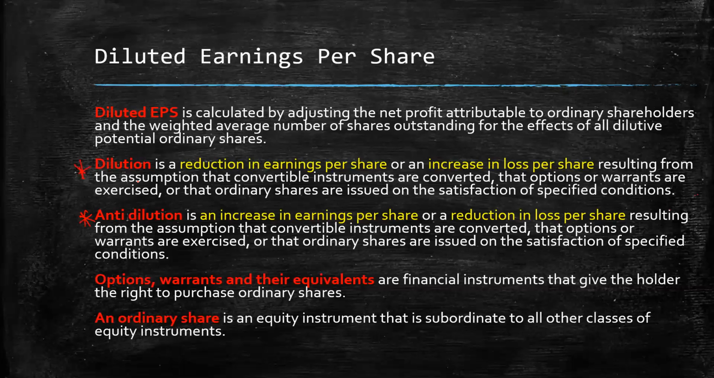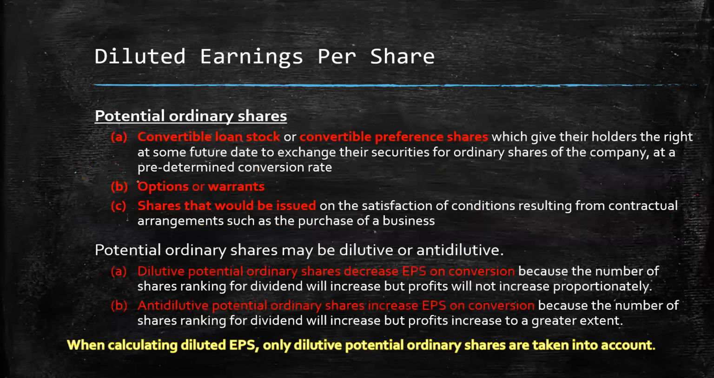Right. Options, warrants and their equivalents and ordinary shares you can read and understand. Here, for potential ordinary shares, some examples have been given, like convertible loan stock, convertible preference shares, options or warrants, right? Shares that would be issued on the satisfaction of conditions resulting from contractual arrangements such as purchase of a business. So these are some examples of potential ordinary shares.